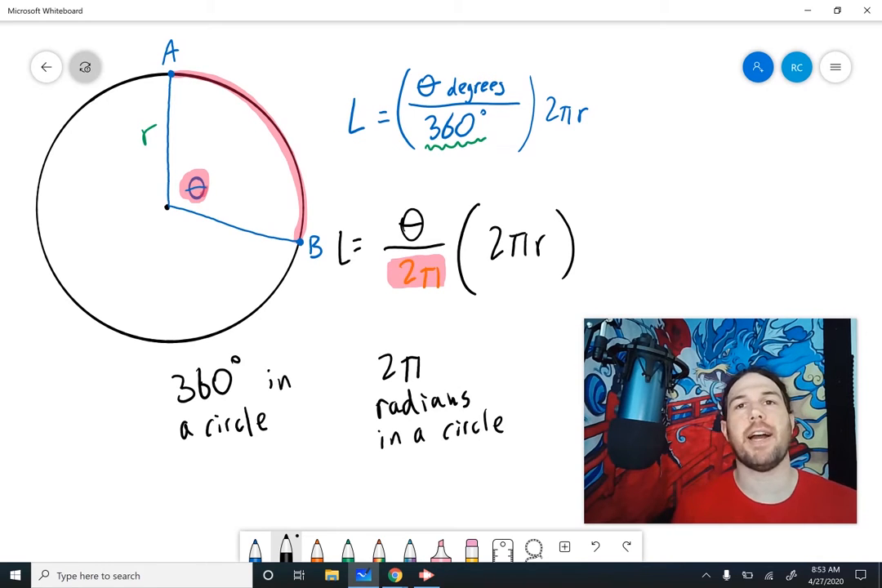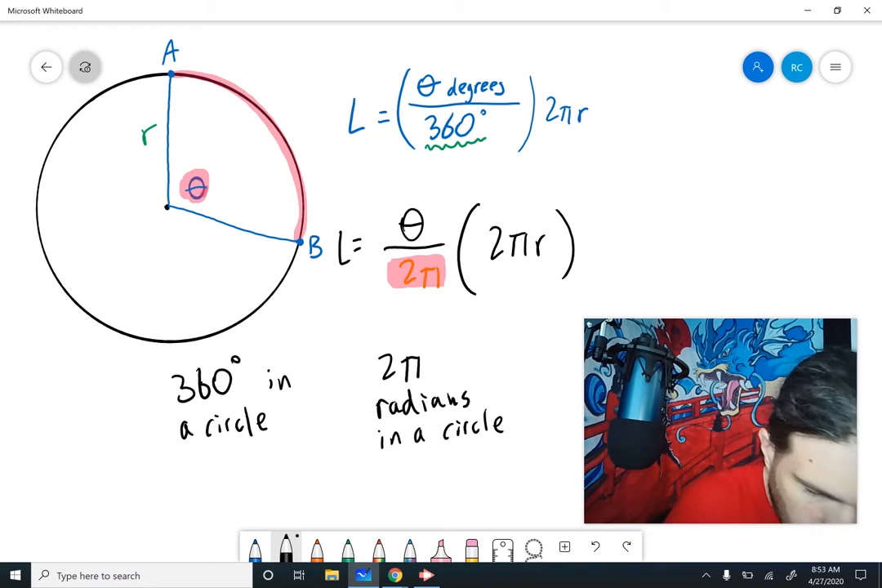So instead of dividing by 360 degrees, which is the number of degrees in a whole circle, to find the arc length, we instead divide by 2 pi, which is the number of radians that are in an entire circle, okay? 2 pi is about 6.3, right? A little bit less than 6.3. There are that many radians in an entire circle, and I'll show you why in a little bit, but for now I want you to see how useful this is, because look at this equation.